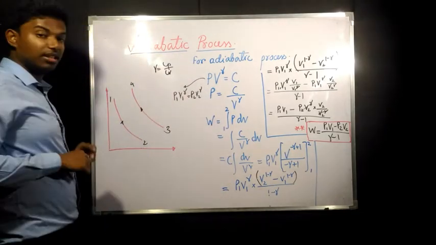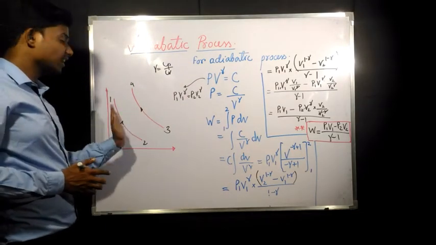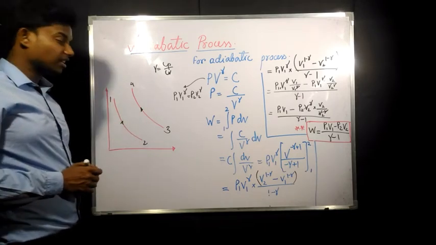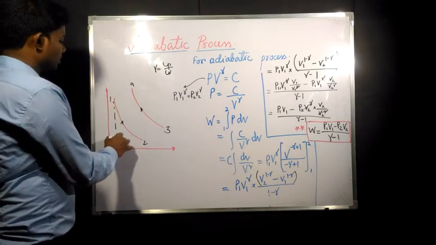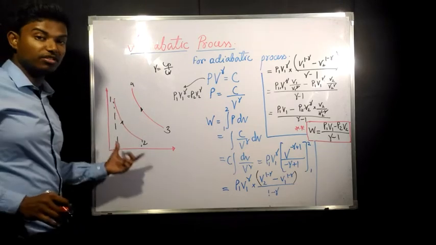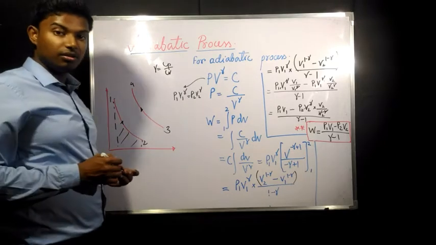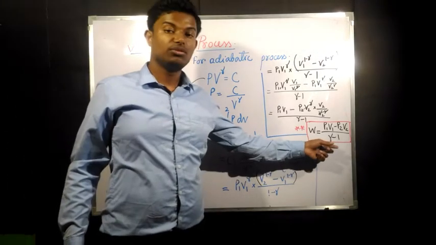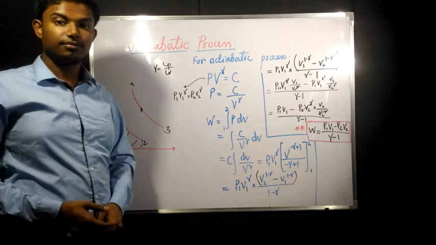And if we plot them in a PV diagram, the graphs will be like this. The slope would be slightly higher than the isothermal process. And again, if we project the area of these plots on the volume axis, this area will give us the work interaction, and we can easily find it using this expression. This is the adiabatic process.